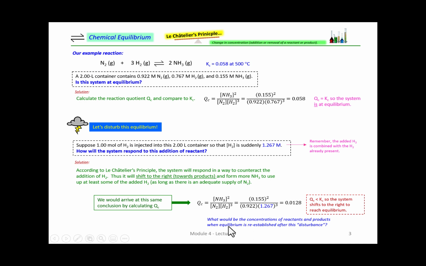Now we might ask, what would be the concentrations of reactants and products when equilibrium is reestablished after this disturbance? Because remember, Le Châtelier's principle said the system will respond, it'll shift left or right in a way to counteract what we're trying to do to it, counteract the disturbance, but then a new equilibrium will be reestablished. So let's see if we can figure out what the situation looks like when equilibrium's been reestablished.